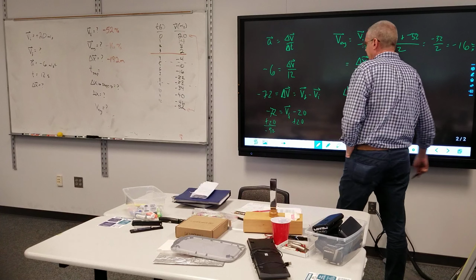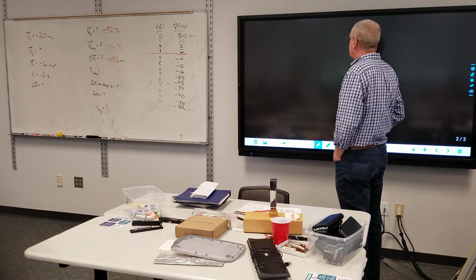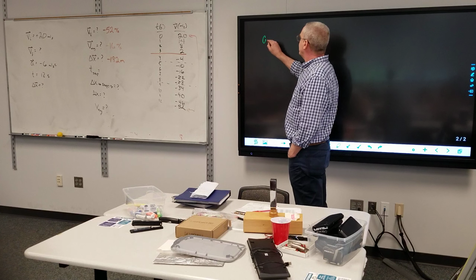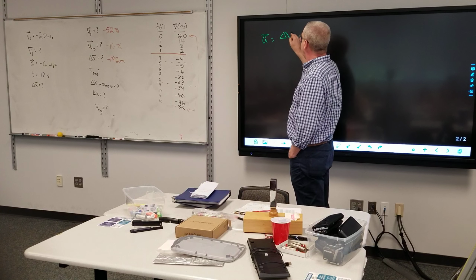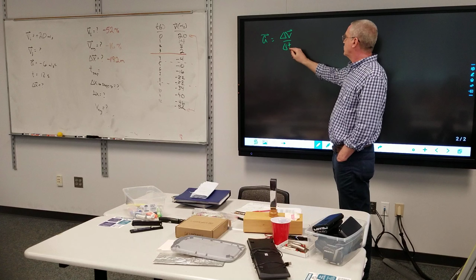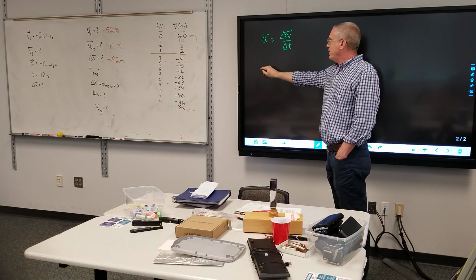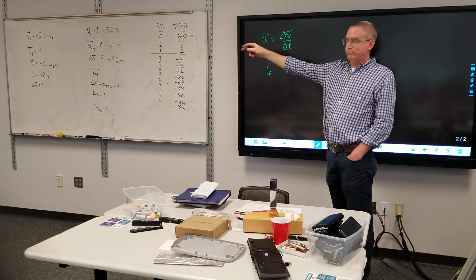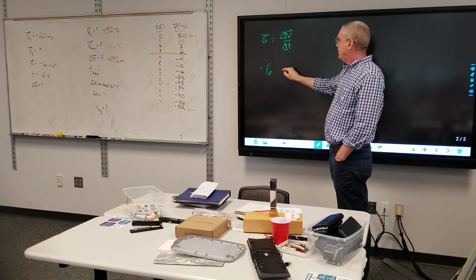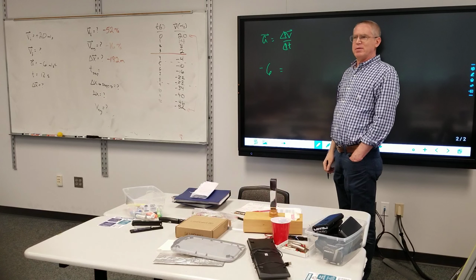Let's figure it out a different way. Going back to acceleration, it is the change in velocity over the change in time. Those are supposed to be triangles. I know my acceleration is -6, because that's what I had over there. What will my change in velocity be if I'm trying to figure out the time it takes to stop?